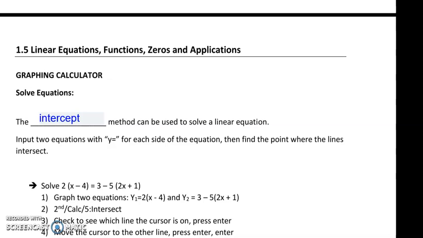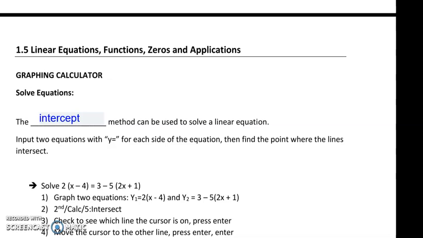Okay, in this video, we are going to continue with 1.5 and we're going to focus on using our graphing calculator to do a couple of the problems that we've already done. So if you don't have your graphing calculator handy, pause this video and go grab it. If you don't have it available right now, it might be better to just watch this video later when you can work along with me.